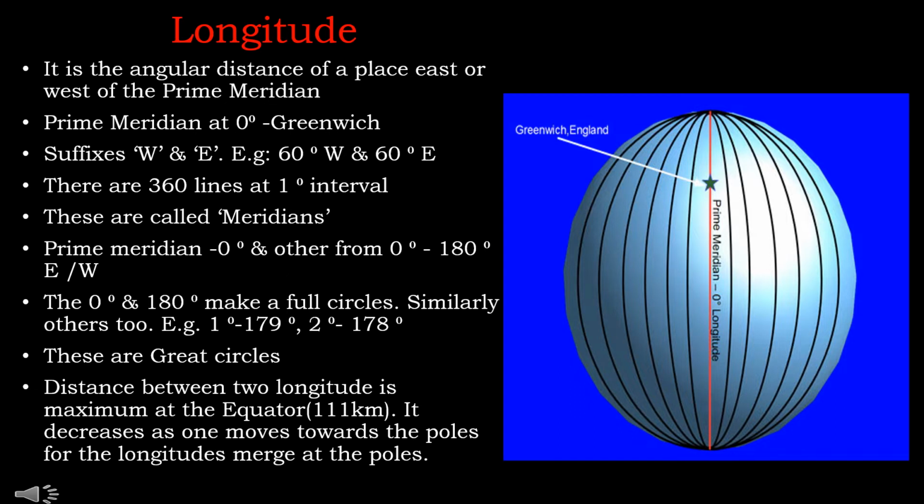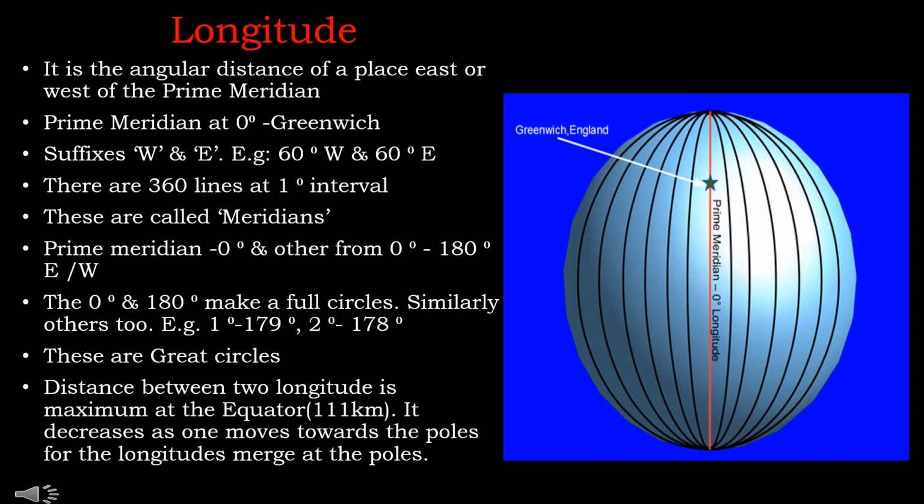Proceeding at 1 degree interval from both east and west, other full circles will be 1 degree and 179 degree, 2 degree and 178 degree, and 60 degree and 120 degree, and so on. Of the two lines in any segment, one will be in the east and the other in the west. The sum total of the two lines will always be 180 degree. Individually, all lines of longitude are semicircles.